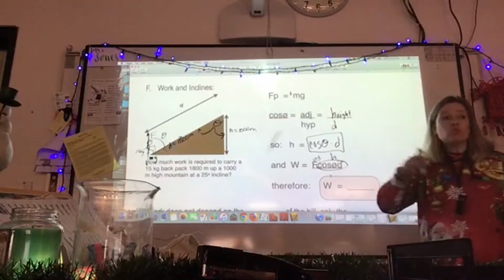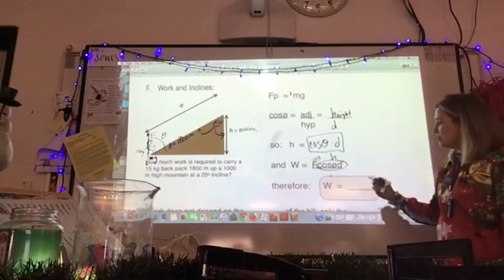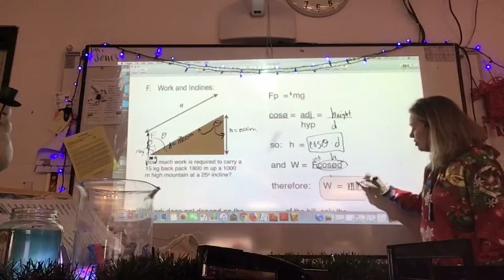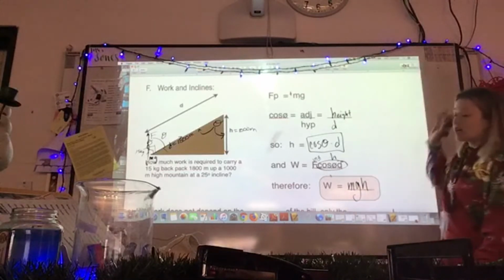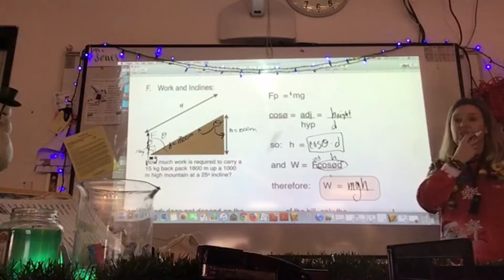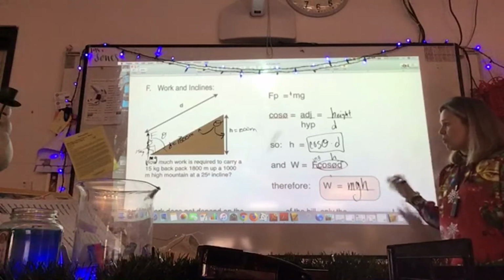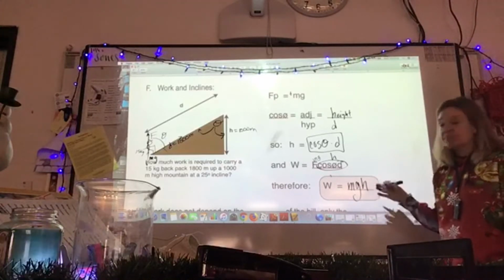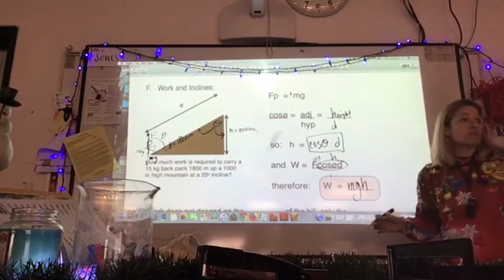So how much work does it take to carry the backpack up the hill? All you need to know is mgh. All of that crap goes away, and we get mgh. What does that mean? Why is this important? What matters and what doesn't matter? The angle. The angle doesn't matter.